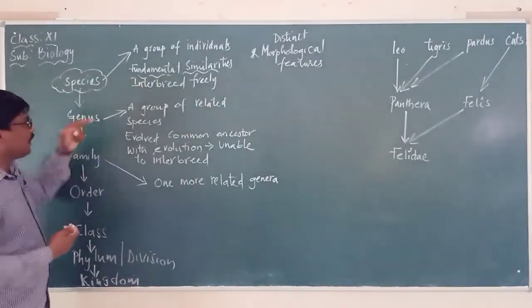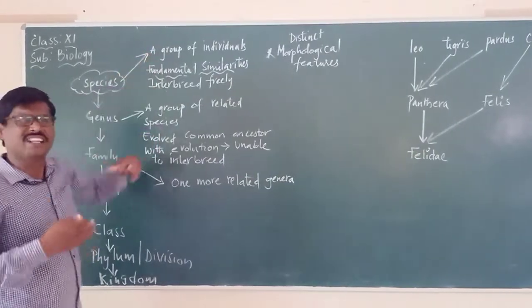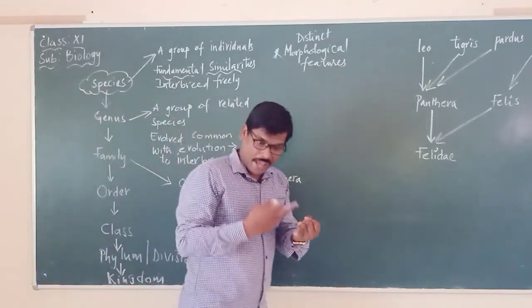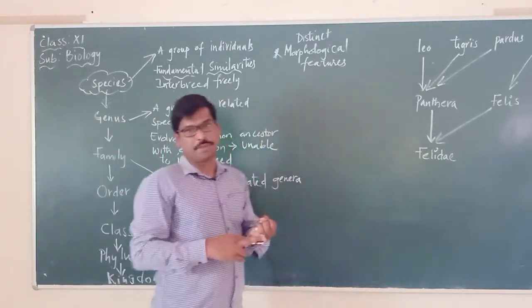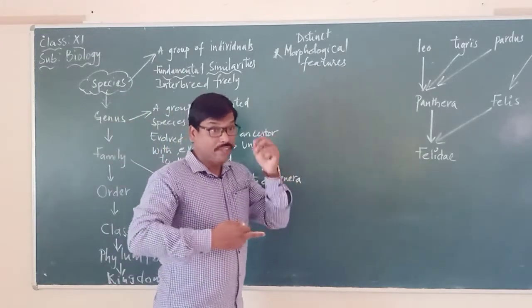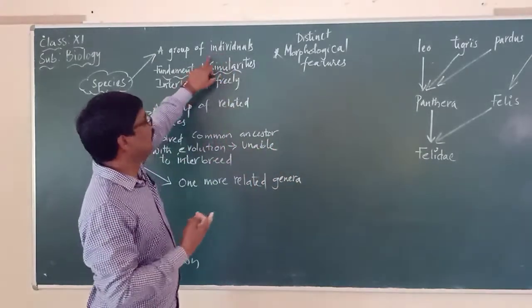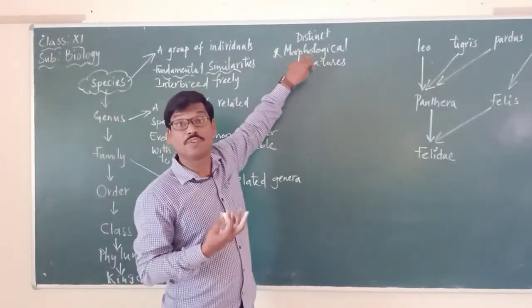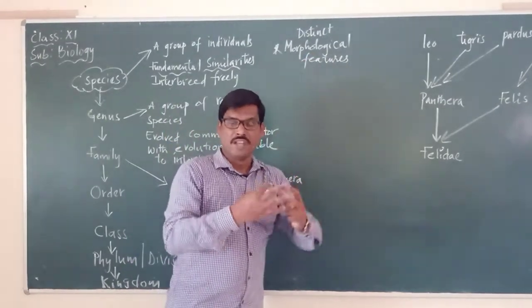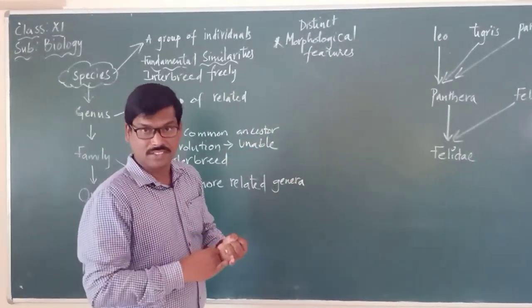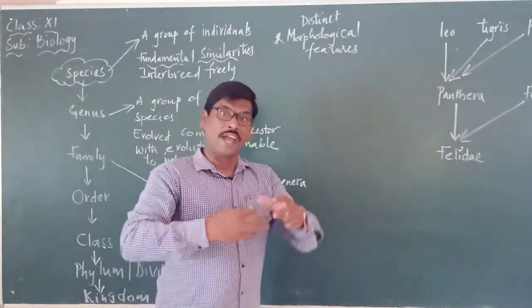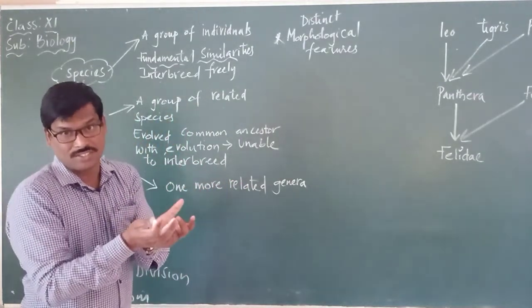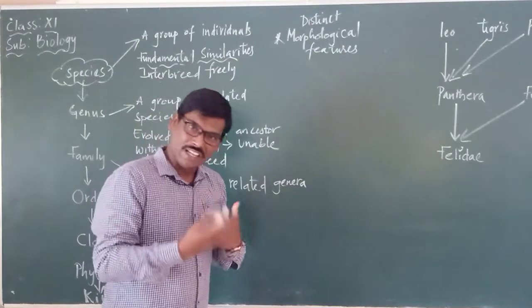Now the next one. When you are looking at species, we come across different types of species. Suppose lion is a species, and all of those which we call lions are a group of individuals with fundamental similarities. What are those? Morphological features. Morphologically they are exactly the same. And if you take the tiger, tiger is again a group of individuals. Morphologically they have the same features and they can interbreed among themselves.